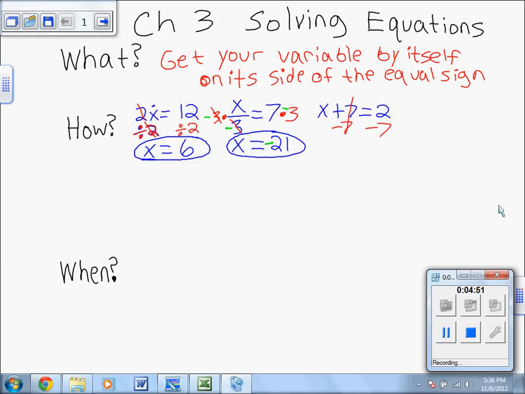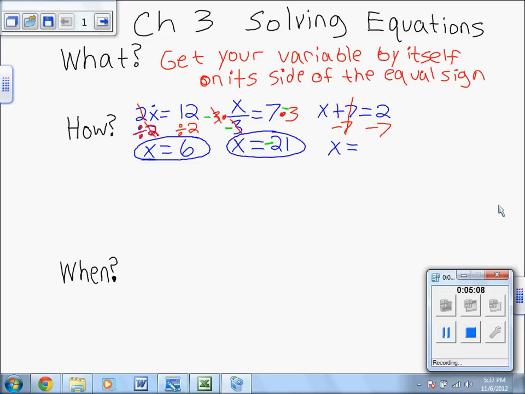On the left side, by the way, if you don't know if those cancel, think of it this way. Plus 7, that's like saying positive 7. Positive 7 minus 7 is 0. So you actually have x plus 0, but when you add 0, it doesn't do anything, so don't bother. So just cancel them out. So you have x down here.